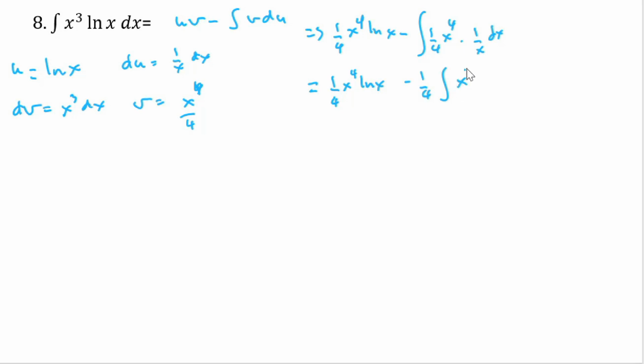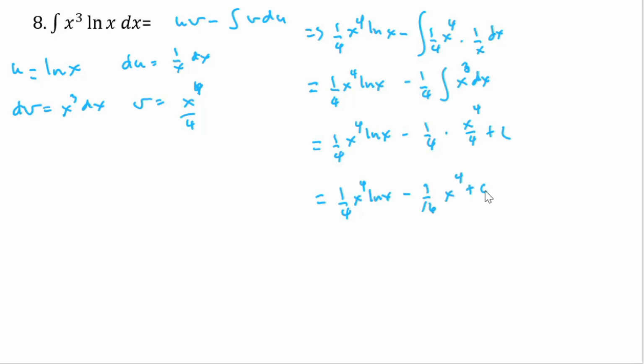So the product now is only x cubed dx. So by simplifying, we can now rewrite the product of uv minus 1/4 times the integral of that, which now becomes x raised to 4 over 4, plus a constant. So we can now write it as 1/4 of x raised to 4 ln of x minus 1 over 16 of x raised to 4 plus a constant.